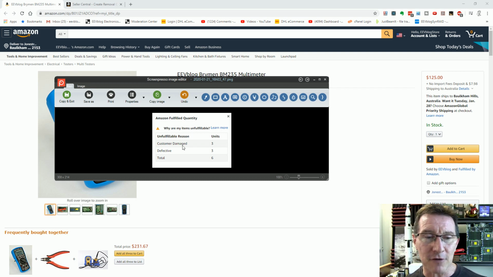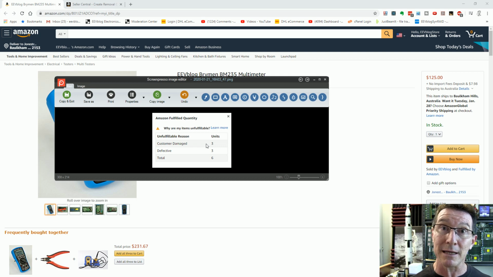Anyway, there's these unfulfillable ones, and they will actually destroy these meters. They'll crush them, do whatever, if you don't dispose of them within a certain amount of time. They'll only hold them for a certain amount of time. So if I don't get rid of these, somehow they'll just crush them. So that's a complete waste.